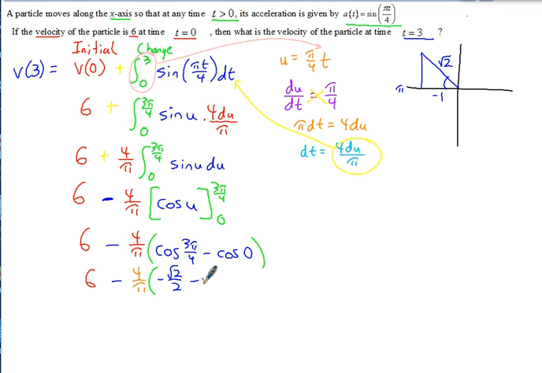Minus cosine of 0. 0 is right here on the circle. Cosine is the x-coordinate, which is 1. And you could leave it like that.